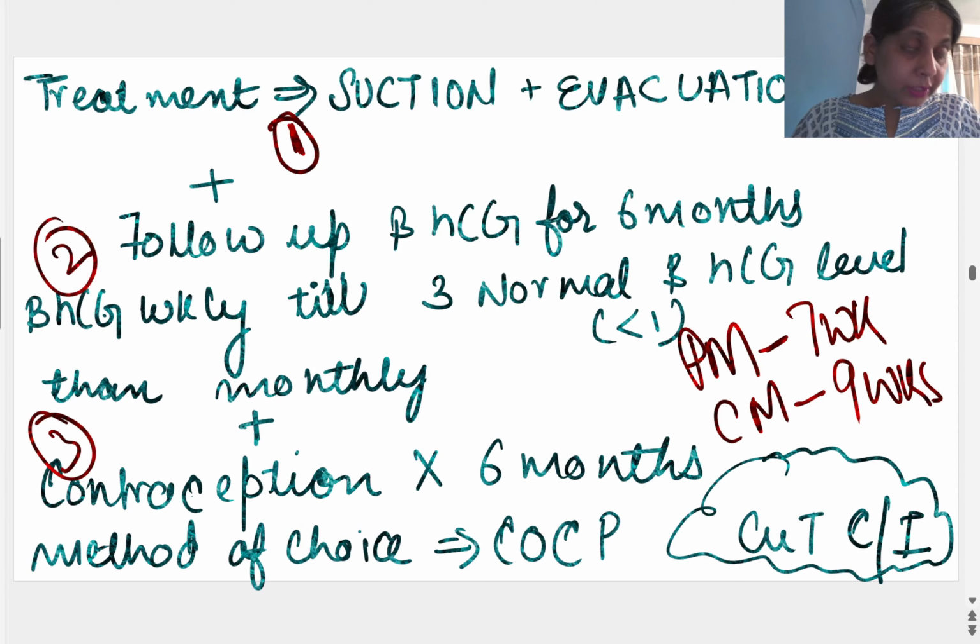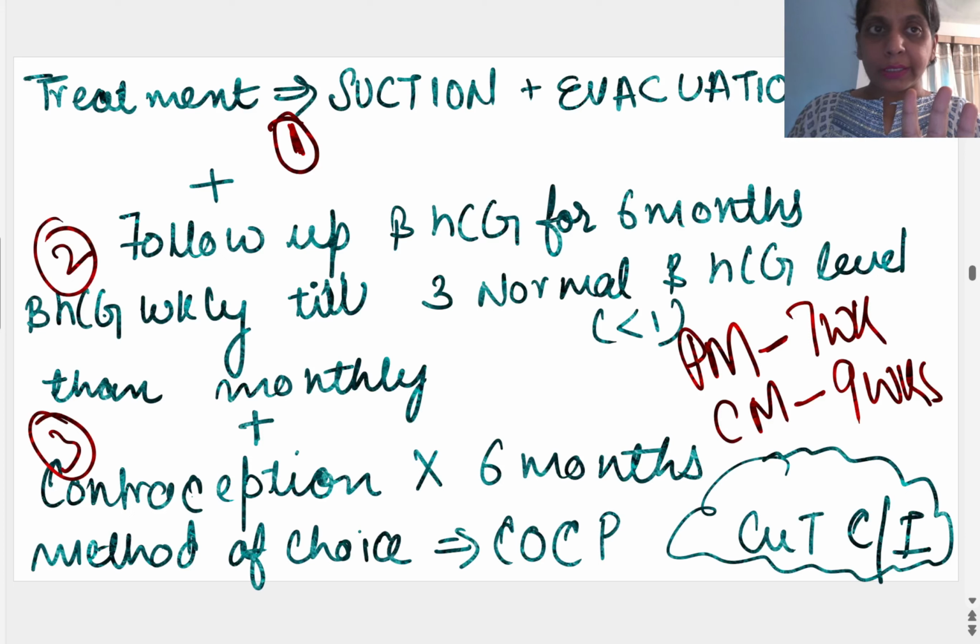Why is contraception given? It is the third part of the treatment. Because pregnancy also increases beta HCG. So we don't want to be confused whether this is malignancy beta HCG or pregnancy beta HCG. So we tell the patient, don't conceive, we want to diagnose your malignancy if it is there. Okay, so what contraception do we give? We give combined oral contraceptive pills.